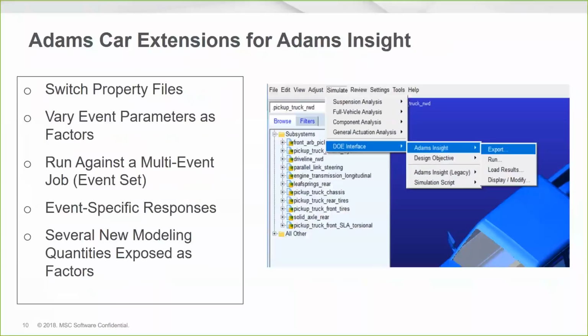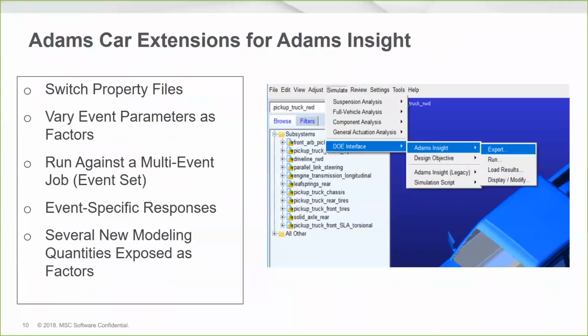We've also made some extensions for Adams Insight. As I mentioned in the previous slide, switching property files is nice there, so we could do that with an Adams Insight design study or DOE. We can also now vary event parameters as factors. No surprise now that we've got the event object laying about. Also, maybe no surprises that we have the event set laying about. We can run an Adams Insight experiment against a set of events.